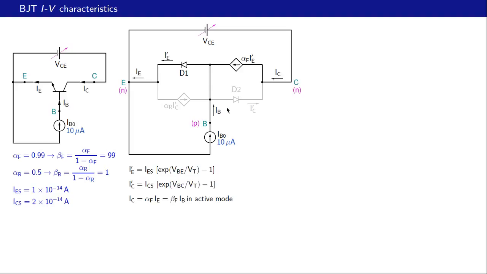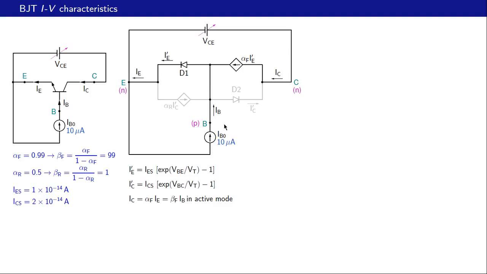So what we need to do is to solve the Ebers-Moll equations for VB, and once we know VB, we know this difference VBE, we also know this difference VBC, and once we know these two voltages, we can find IE prime given by that equation, we can find IC prime, and once we know that, we can find all other quantities. For example, IE is going to be IE prime minus alpha R IC prime, and so on.